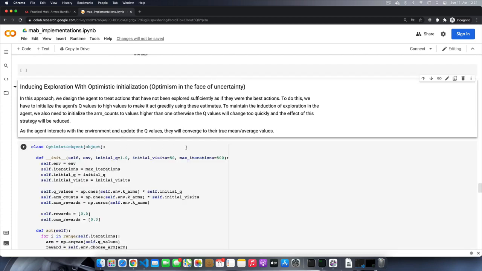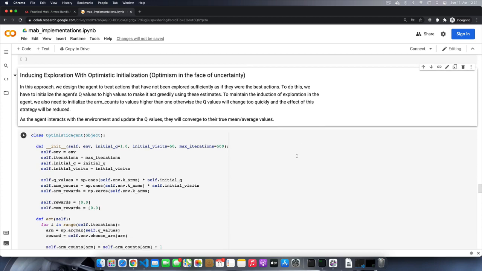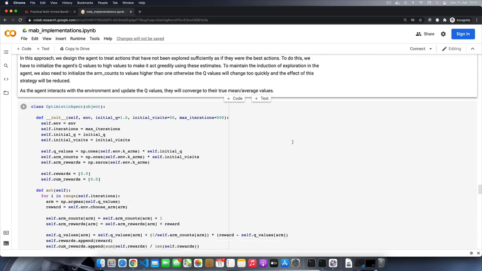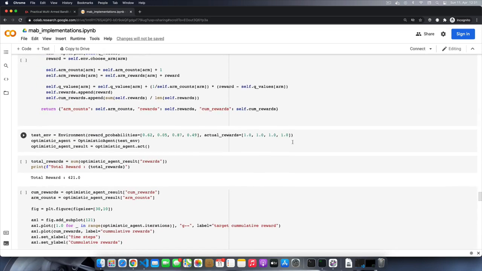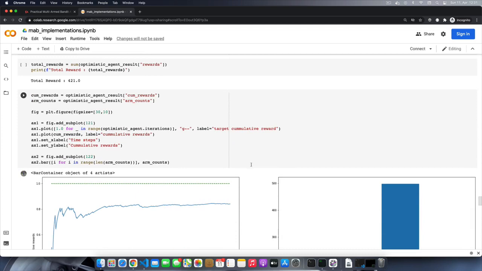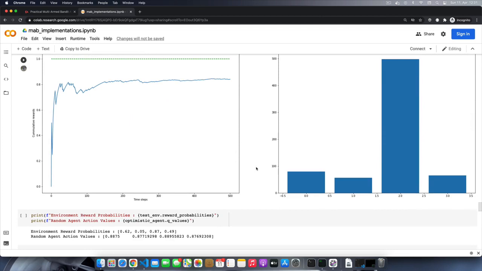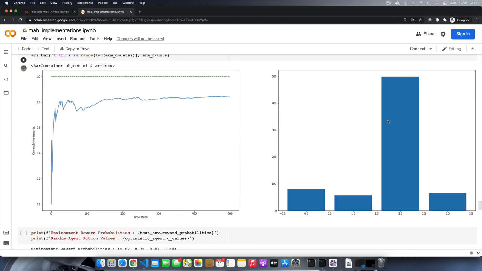And I also introduce you to another way of inducing exploration using what is known as optimistic initialization under the umbrella term optimism in the face of uncertainty. And so we talk about how you can initialize the Q values to certain values that is going to let the agent start off by exploring, and we are able to convince ourselves with the plot also that the agent is able to learn the best arm, and indeed it also samples the other arms quite a number of times.